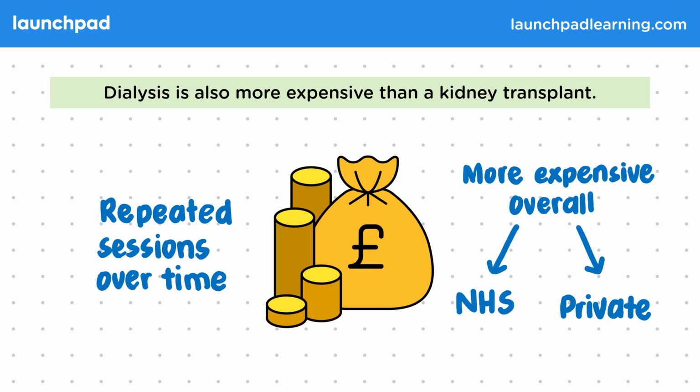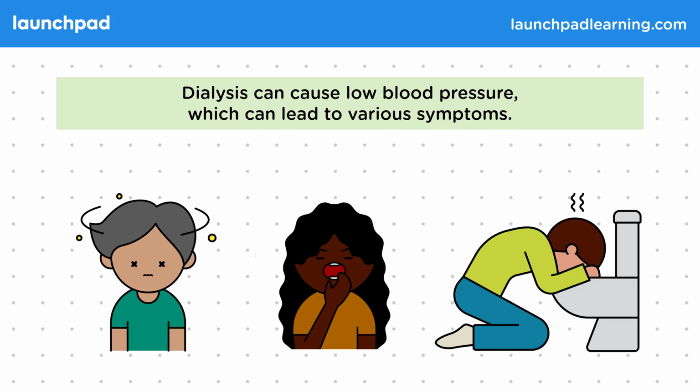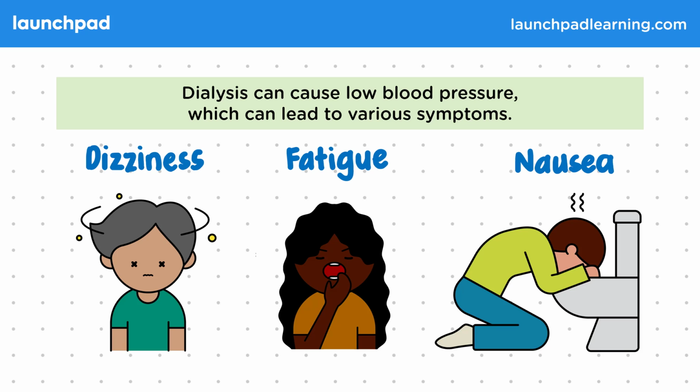So are there any side effects of dialysis treatment? Dialysis can cause low blood pressure, which can lead to various symptoms. Low blood pressure can cause dizziness, fatigue, and also nausea, but this only happens in extreme cases. How does dialysis compare to transplant surgery?